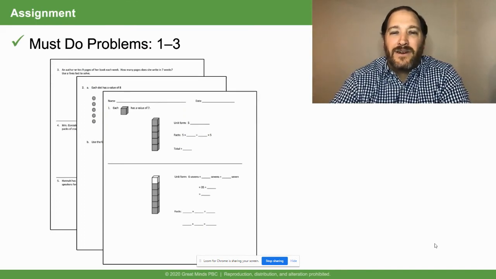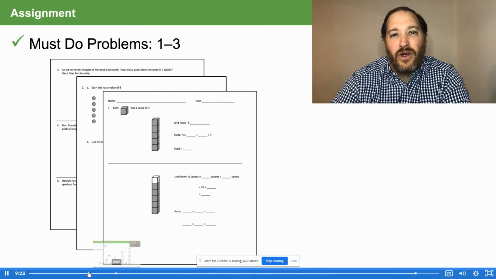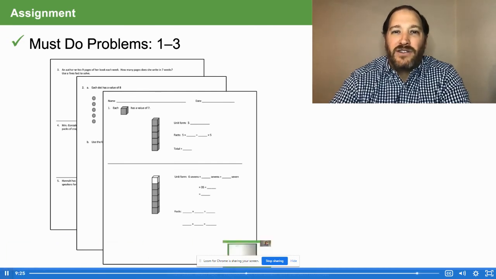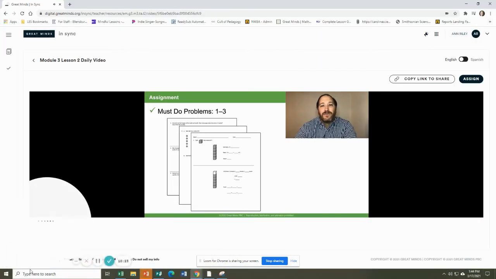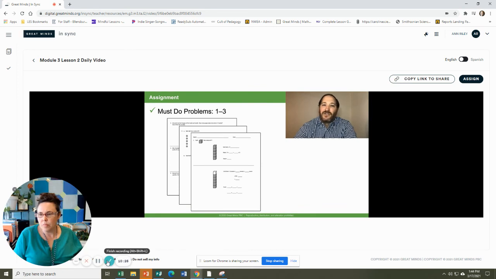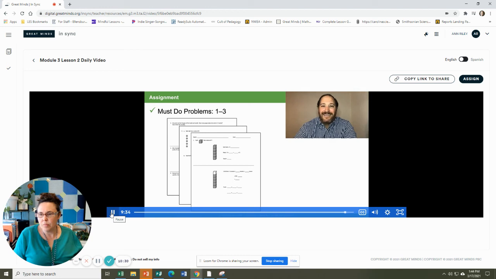Let's move on to the problem set. Today's must-do problems are problems 1, 2, and 3. Go ahead and set a timer or watch the clock for 10 minutes to do your absolute best on those 3 problems. If you still have time within the 10 minutes, feel free to move to any of the other problems on the problem set.